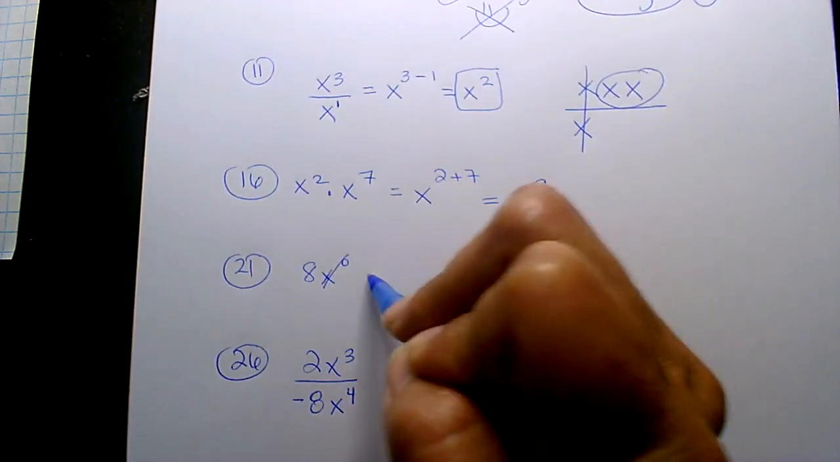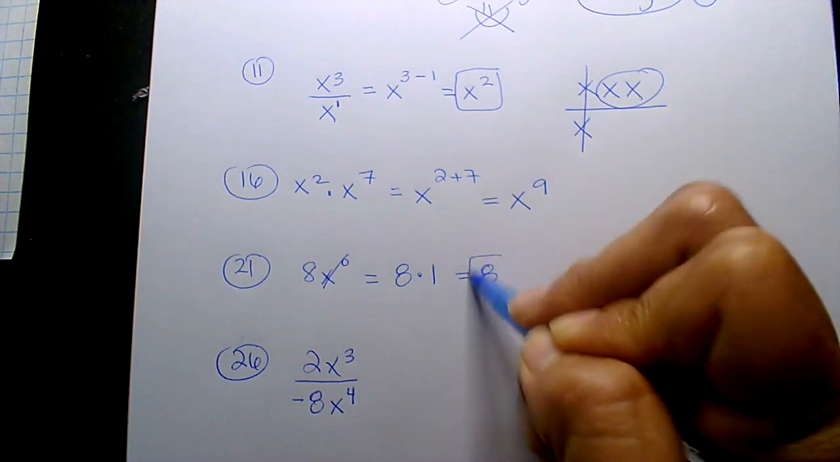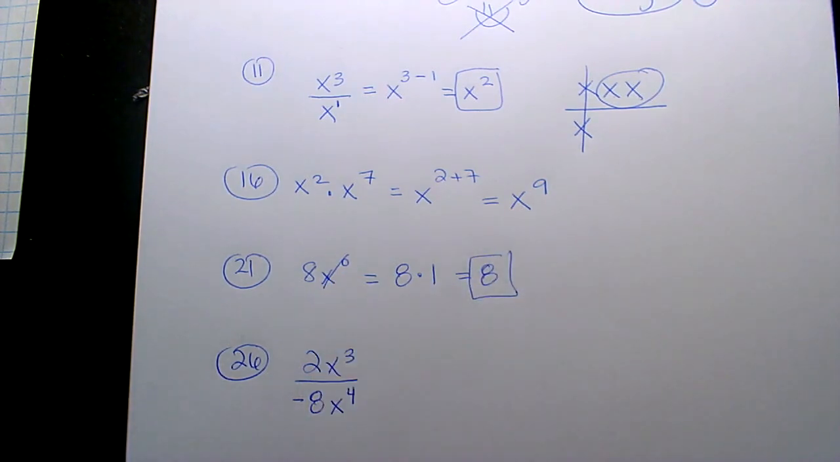Anything to the 0th power is 1. You guys know that. So it's just 8 times 1, which is 8. That's just the identity property of all bases. So it doesn't matter what the base is. If it's to the power of 0, it is always 1.